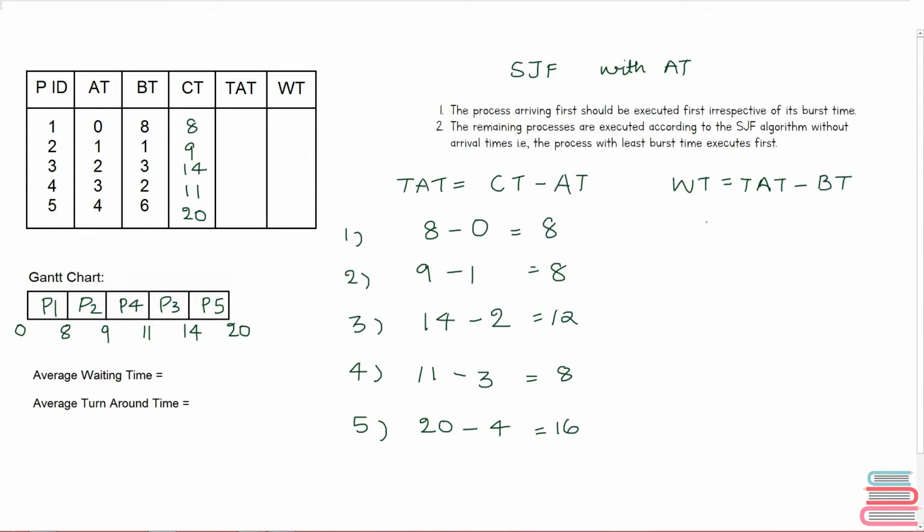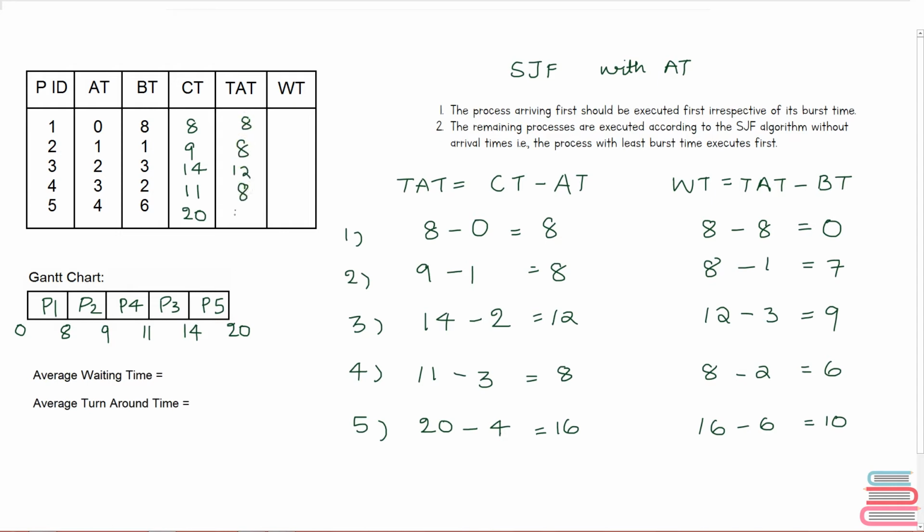The turnaround time for process 1 is 8 and its burst time is also 8, hence the waiting time is 0. And then for process 2 it's 8 minus 1, which is 7. For process 3 it's 12 minus 3, which is 9 milliseconds. For process 4 it is 8 minus 2, which is 6 milliseconds. For process 5 it is 16 minus 6, which is 10 milliseconds. Now I'm going to fill the turnaround time and waiting time columns: 8, 8, 12, 8, 16 and 0, 7, 9, 6 and 10.